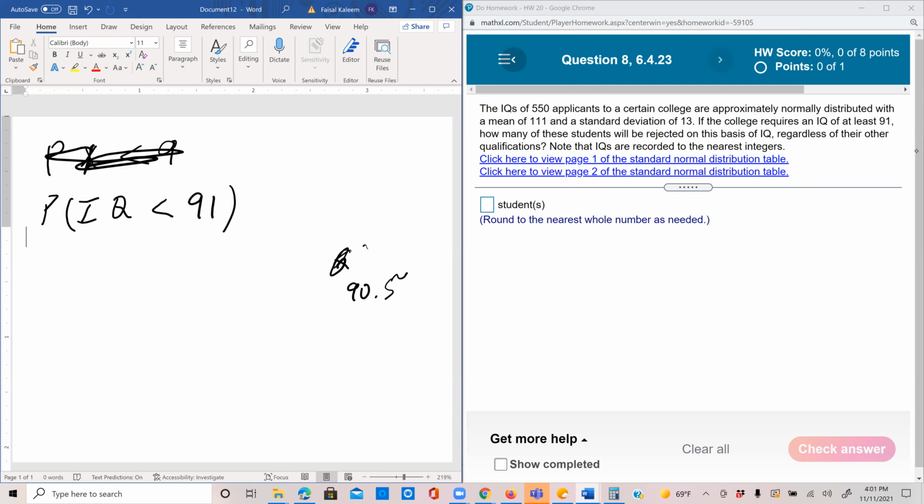So this is equal to the probability X less than or equal to 90.5. You see, if let's say somebody's IQ is 90.5, that will be rounded to actually 91. So 90.5 will actually be equal to 91 because of this rounding. So we have strictly less here.